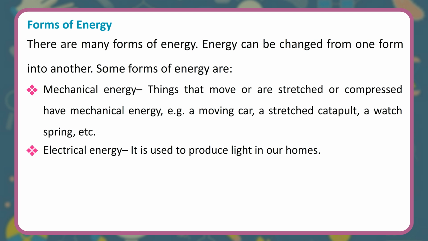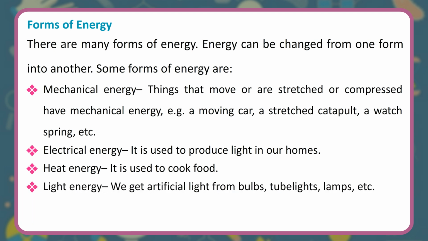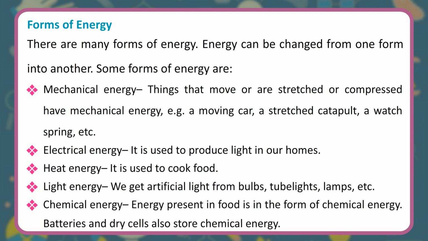Electrical energy. It is used to produce light in our homes. Heat energy. It is used to cook food. Light energy. We get artificial light from bulbs, tube lights, lamps, etc. Chemical energy. Energy present in food is in the form of chemical energy. Batteries and dry cells also store chemical energy.